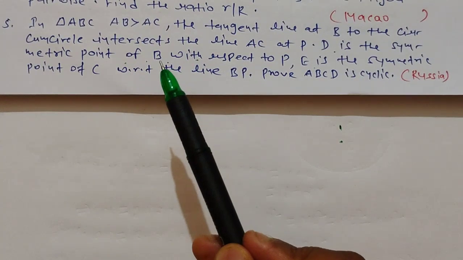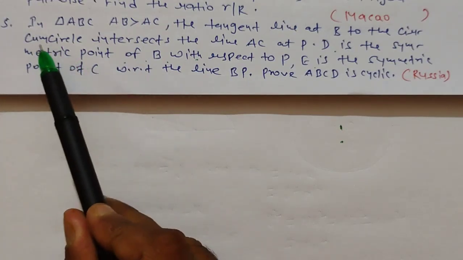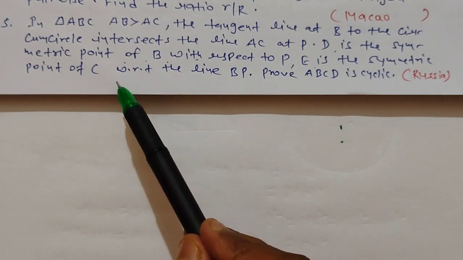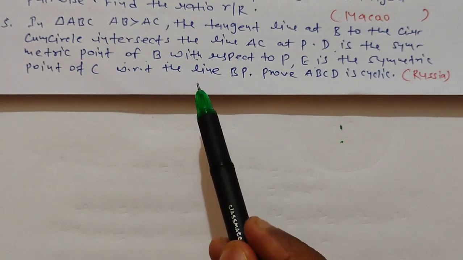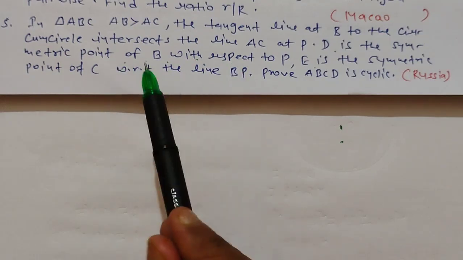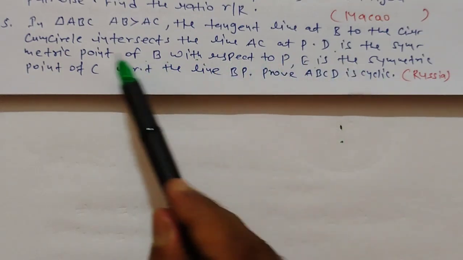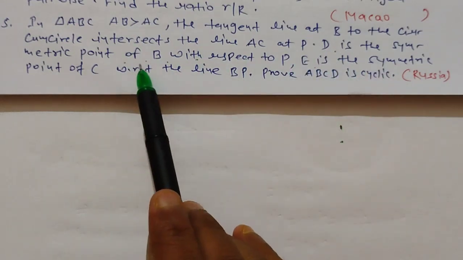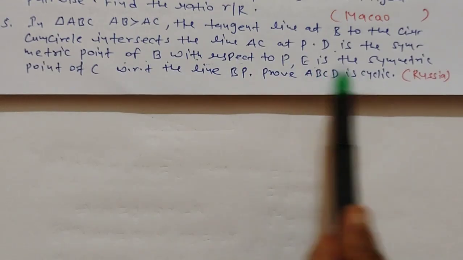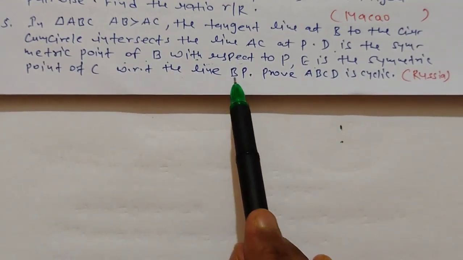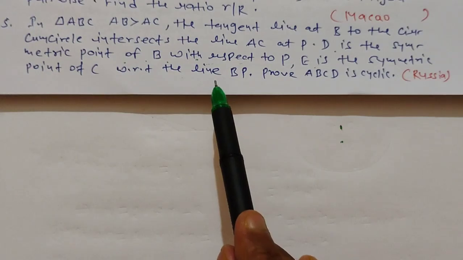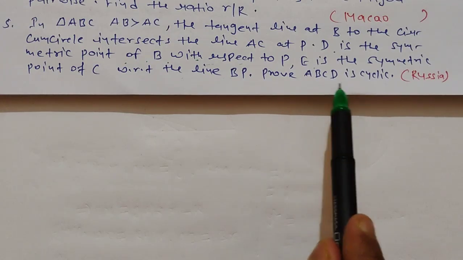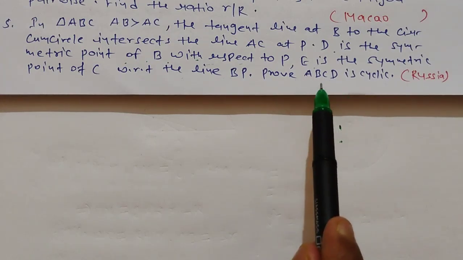Now to solve this problem, as you can see, we have to form a circle, also some triangles, because of the two important points we have to use here. The first is D is the symmetric point of B with respect to P, and E is the symmetric point of C with respect to line BP. And also we have to draw a quadrilateral ABCD to prove that this will be cyclic.